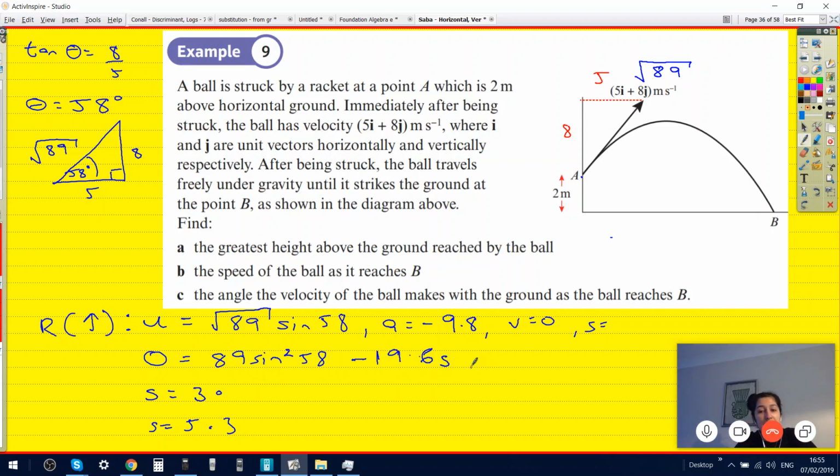The speed of the ball as it reaches B. What do we just work out? 5.3 is the maximum height. The speed, that's distance over time. We don't know what t is, do we? We want the speed of the ball as it reaches B, so you could call that v. Yeah, that's u. Would that work? I don't know. What else do we know about this thing? If we were resolving vertically, then we would know a. Use root 89 cos 58. So we need one more thing. We don't know t, and do we know s, the total thing? No, you need t to work that out.